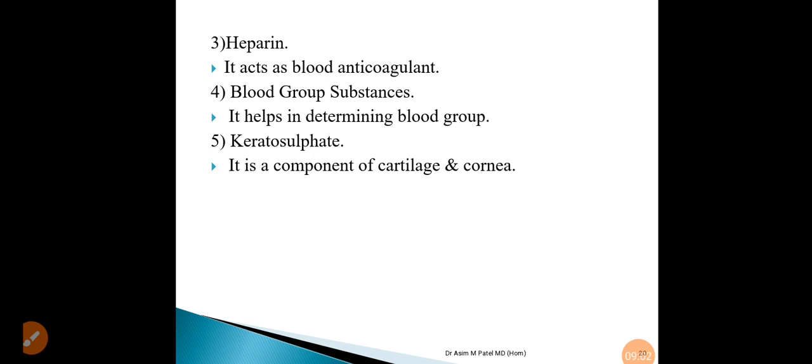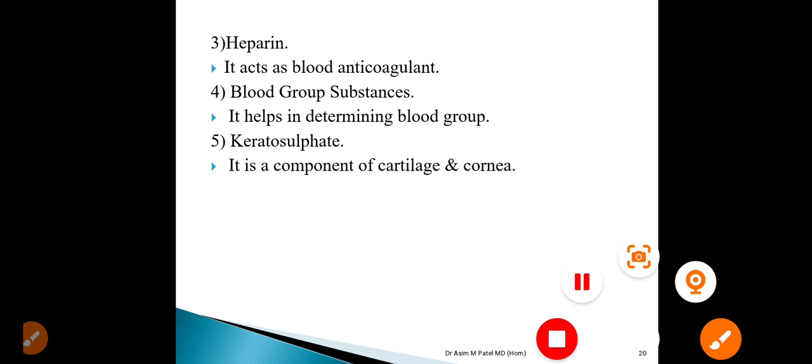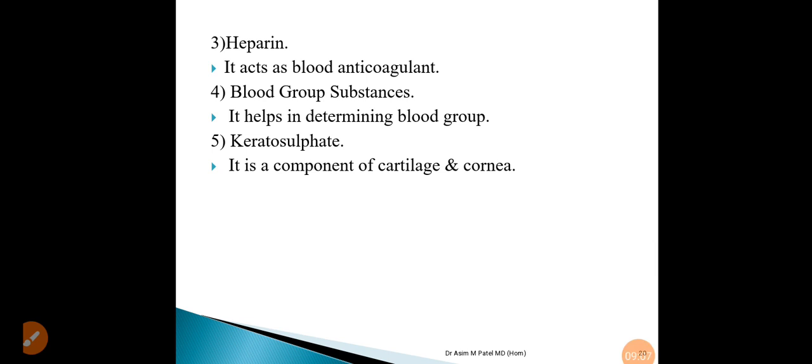So this is something about the different types of carbohydrates, the definition of carbohydrate and classification of carbohydrate.